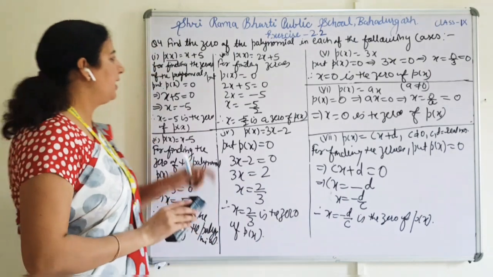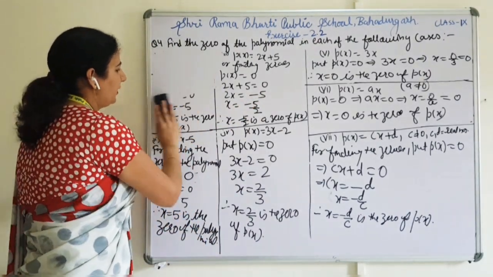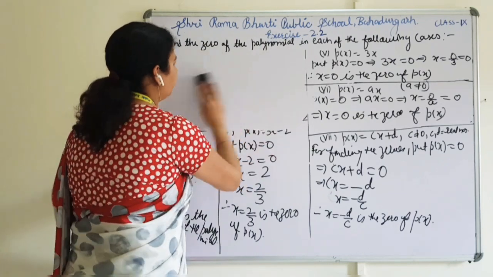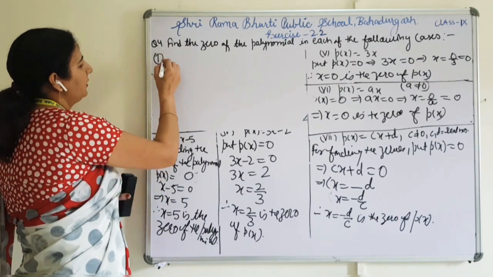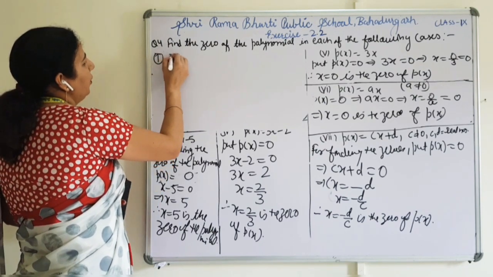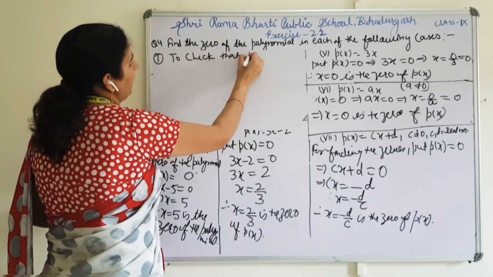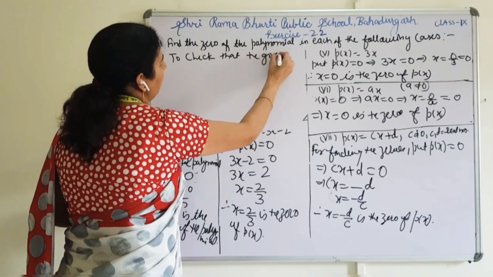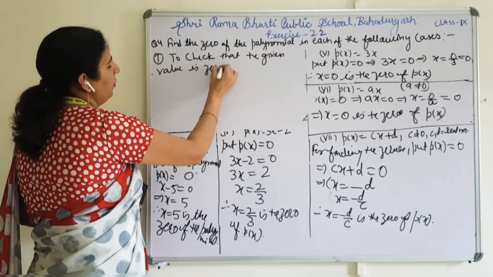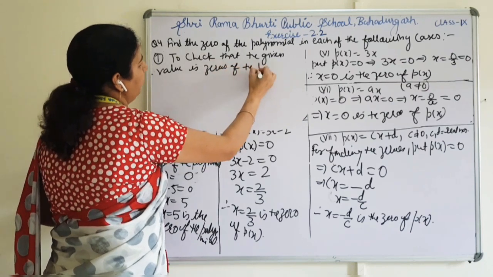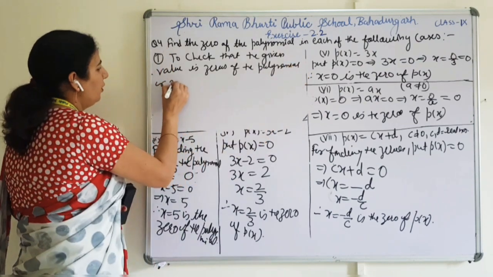So, today we have learned two methods. Let me tell you in brief. I think all these parts are clear to you. The two methods are, first, to check that the given value is a 0 of the polynomial or not.